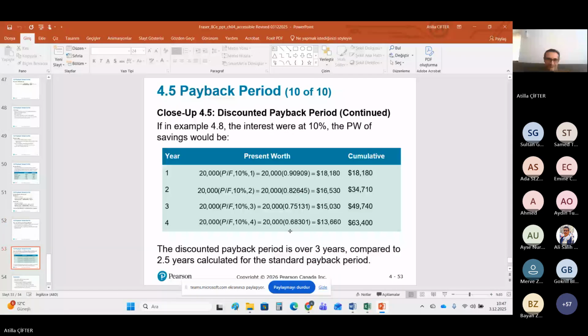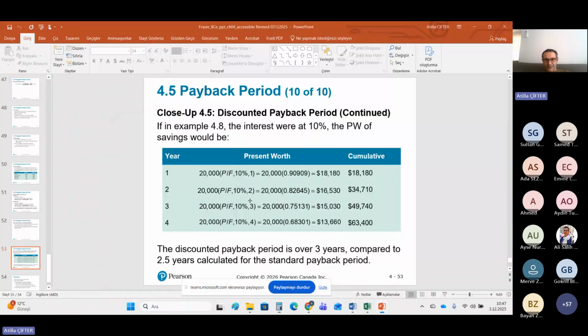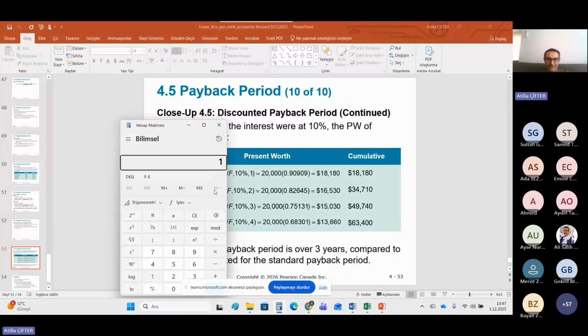If you have $20,000 and if the interest rate is 10%, then here's how we calculate: 1 divided by 1.1 to the power of 1, which is equal to 0.90, you can see. For the second year, you can see 1.1 to the power of 2, 1.21. 1 divided by 1.21 is equal to 0.8264, you can see.